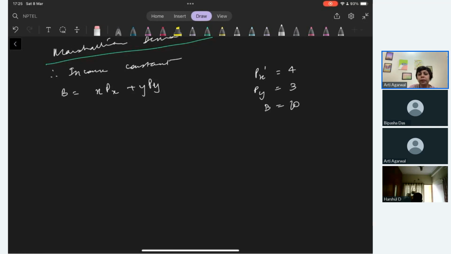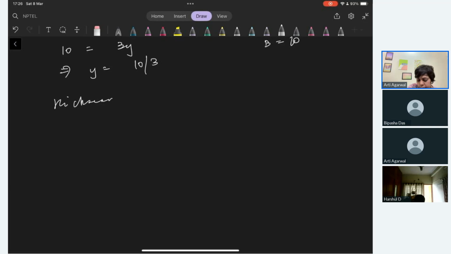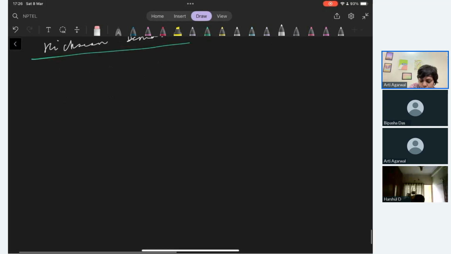Now, we know that after the price change, he's using only Y. He's not consuming X at all. So X becomes 0. So 10 is equal to 3Y. Therefore, Y is equal to 10 by 3 in the Marshallian case. Marshallian means we are taking income constant. This is what the question is asking you. Now we take the Hicksian case, Hicksian demand. Hicksian demand means taking utility constant.